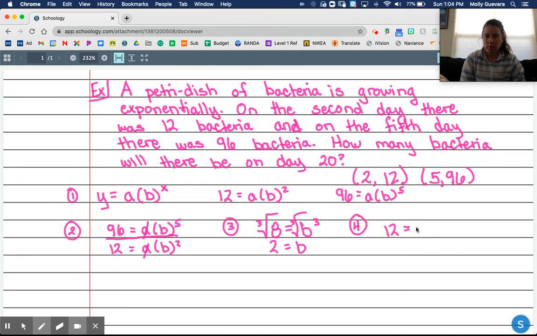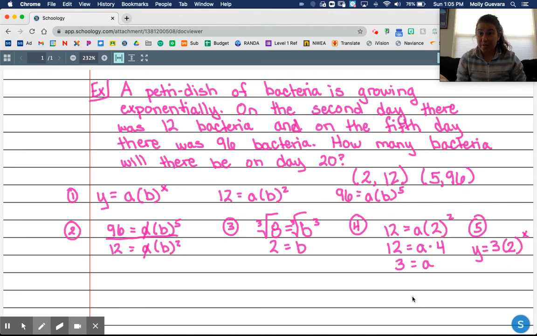So I have 12 equals a times b now is 2 squared. So I have 12 equals a times 4. So 3 equals a. So then step 5 is I can write the equation. y is equal to 3 times 2 to the x. So now I have the equation. That's great. So now I can figure out how many bacteria there will be on any day.